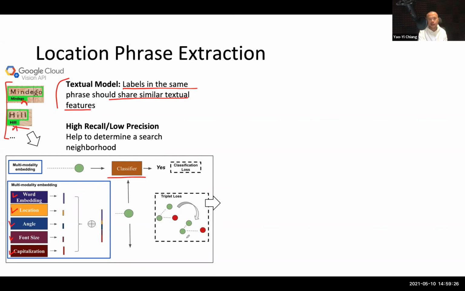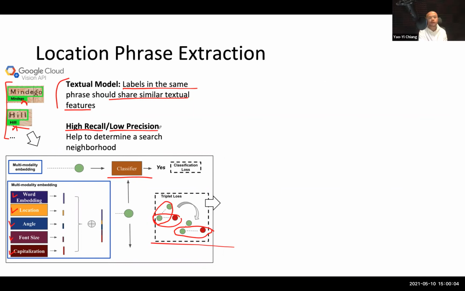All right, so we take all this information of the recognized label, Mindego, and we train a classifier using triplet loss. This means that we will give the machine a few examples. We say, all right, Mindego and Hill should be linked together, but Hill should not link with endless, or Hill should not link with loss. So this model gives us really high recall. That means if two words should be connected, we will most likely say they should be connected. But low precision, that means we have a large number of false positives. Many times when we say we need to connect them, you don't need to connect them.